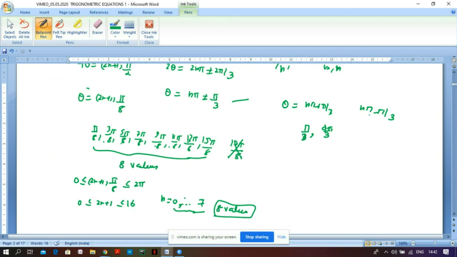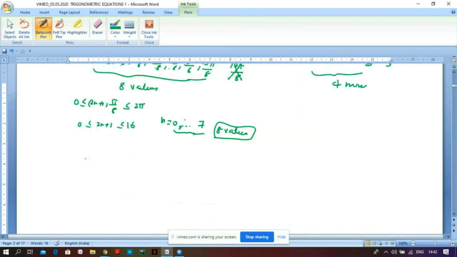For the other family, n is 1, because for 0 you can't put negative. So this is 2 pi over 3. And n equal to 2, then you will get 5 pi over 3. And so we have got 4 more solutions here, and so totally the number of solutions in 0 to 2 pi of this equation is 12.